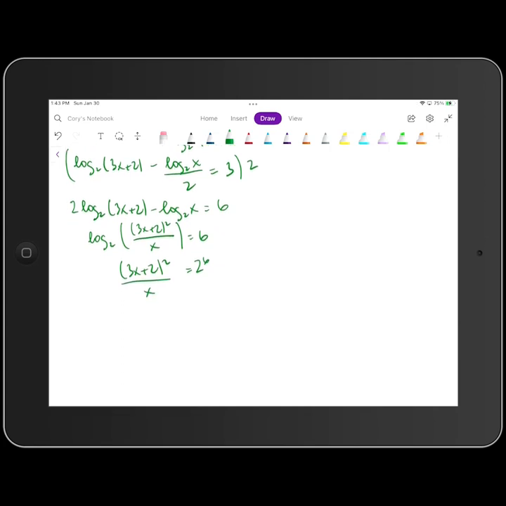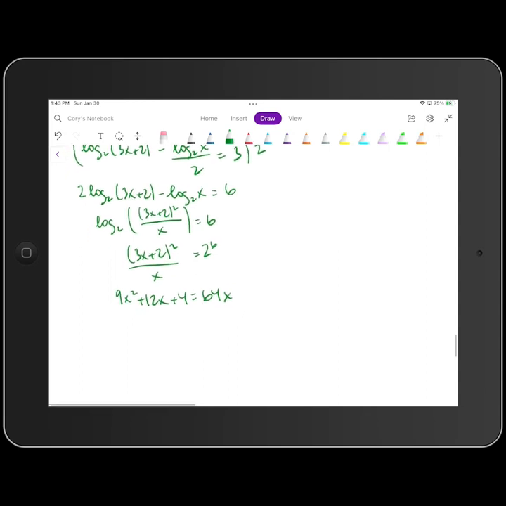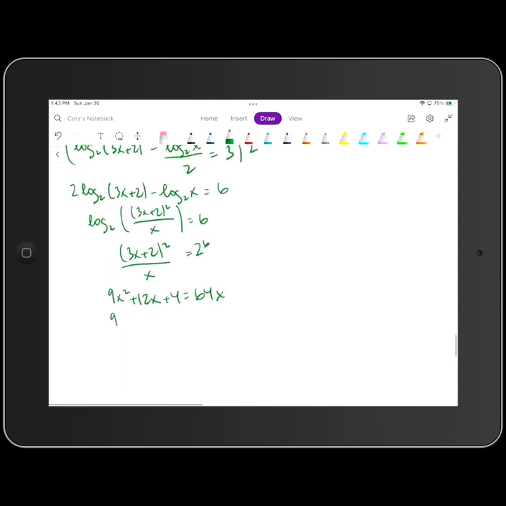And then I'm going to solve this equation here for x. So I'm going to go ahead and multiply both sides by x, and then I'm going to FOIL out the left-hand side. So 3x plus 2 squared makes 9x squared plus 12x plus 4. And that's going to be equal to 64x on the right-hand side. And then we're going to go ahead and move all the terms to one side. So we get 9x squared minus 52x plus 4 is equal to 0.